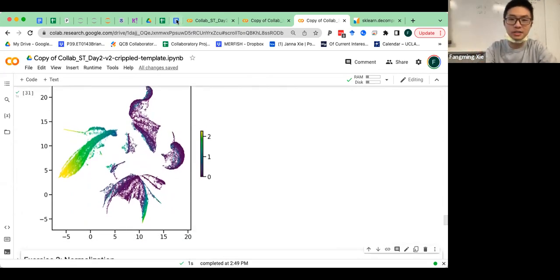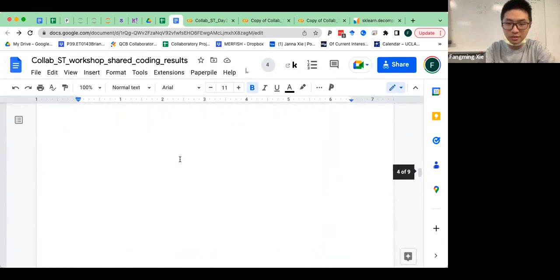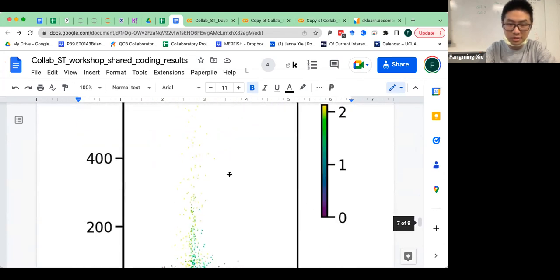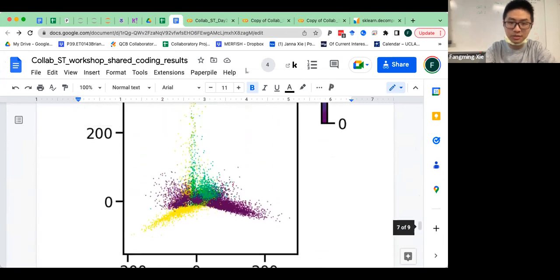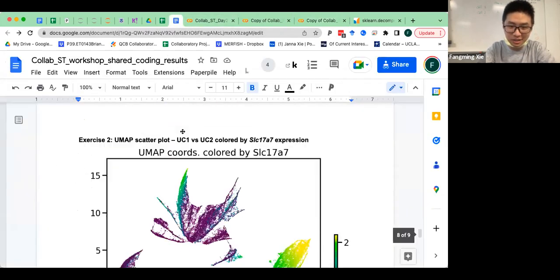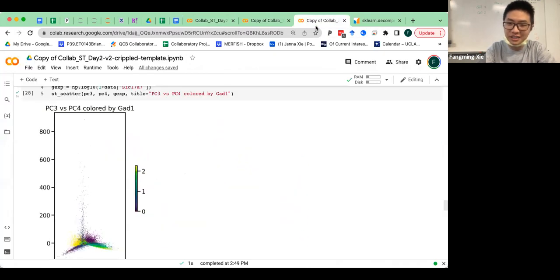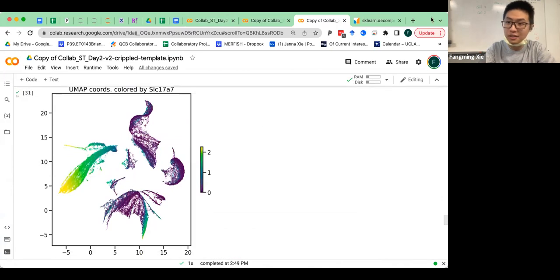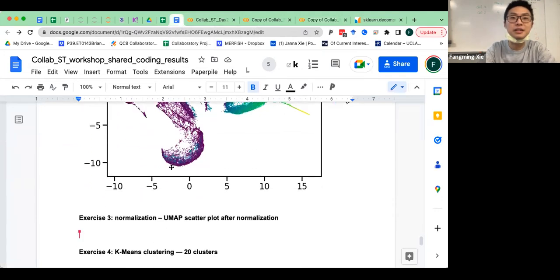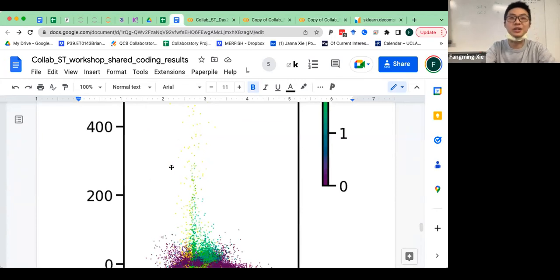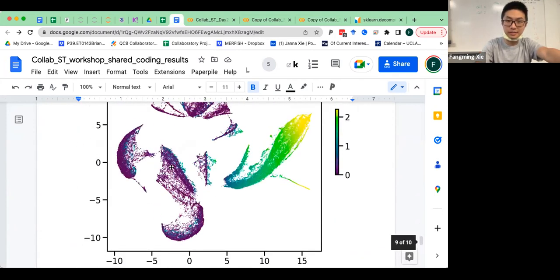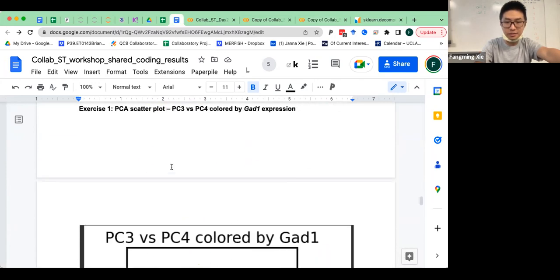Okay. Let's check back here. Okay, I see something like this, which looks interesting. Someone gets this, PC3 versus PC4, which is like the one I got. So I guess hopefully we are both correct. And someone gets this, which is also like the plot I got here. Yes, with UMAP, it could always be rotated around. Yeah, always. Like all of these. Yeah, exactly.